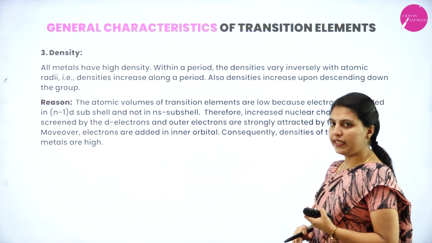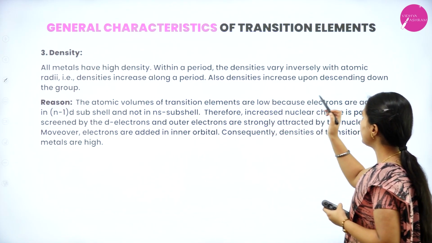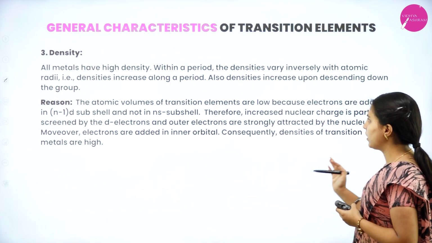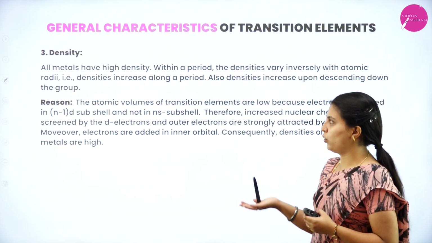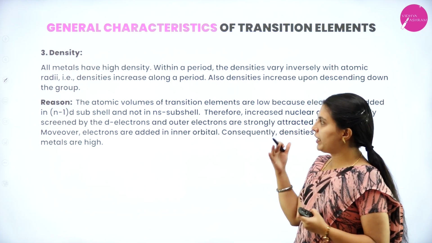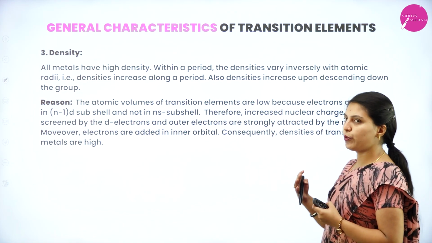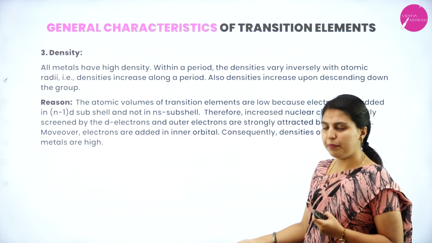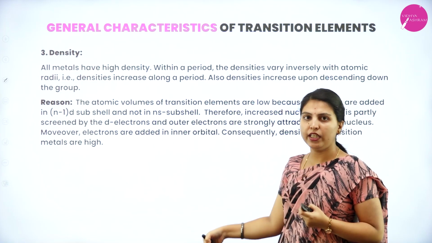Later, density. All metals have high density. Within a period, the densities vary inversely with the atomic radii. Densities increase along a period. Also, densities increase upon descending down the group. All the metals have high density, and within a period, densities keep on increasing and are inversely proportional to atomic radii. Densities increase along a period and also increase on going down the group.